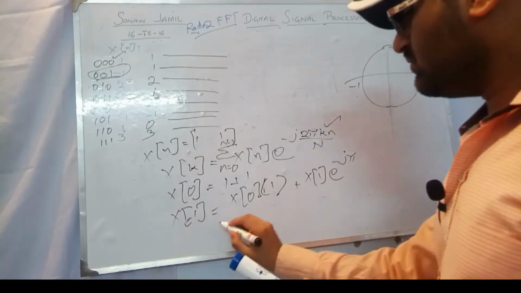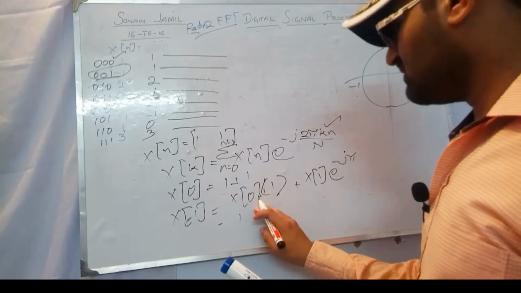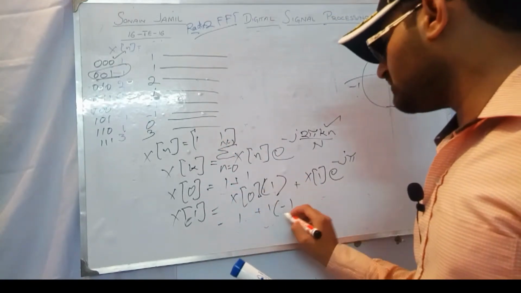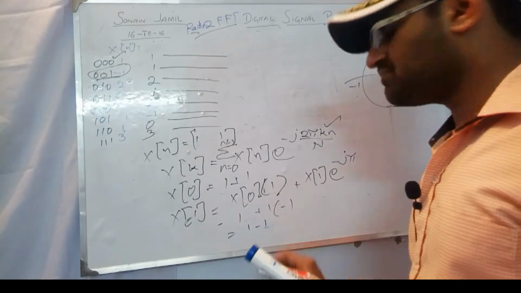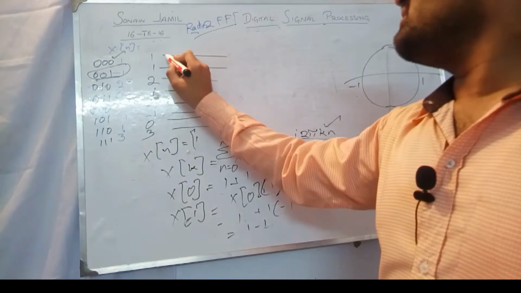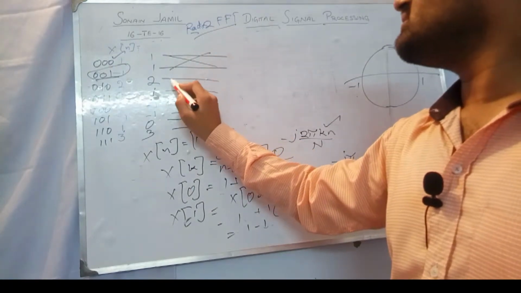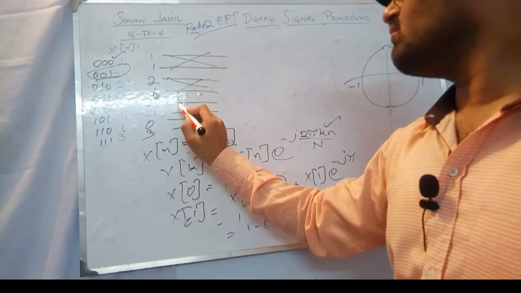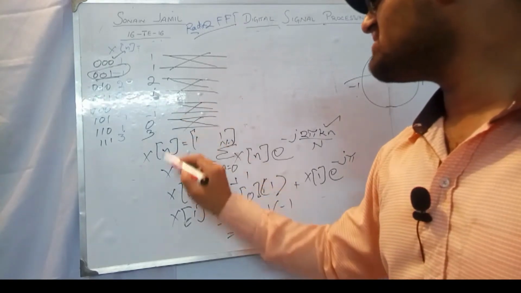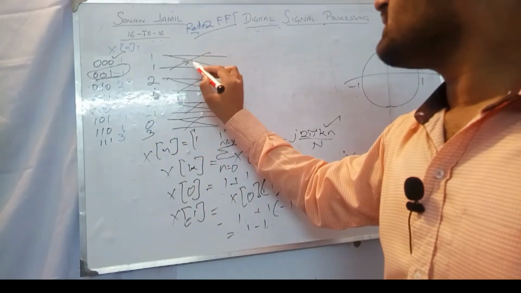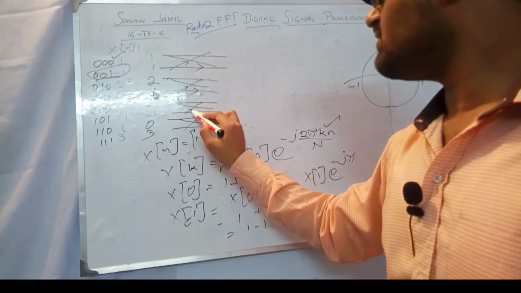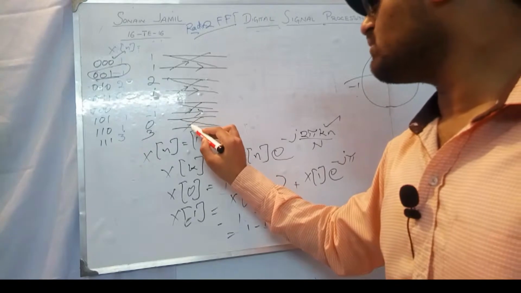At that point we have just 1, this is minus 1. So what we conclude is, the simple result is that we will have to make these butterflies, and what we'll have to do is just add first and then subtract both.